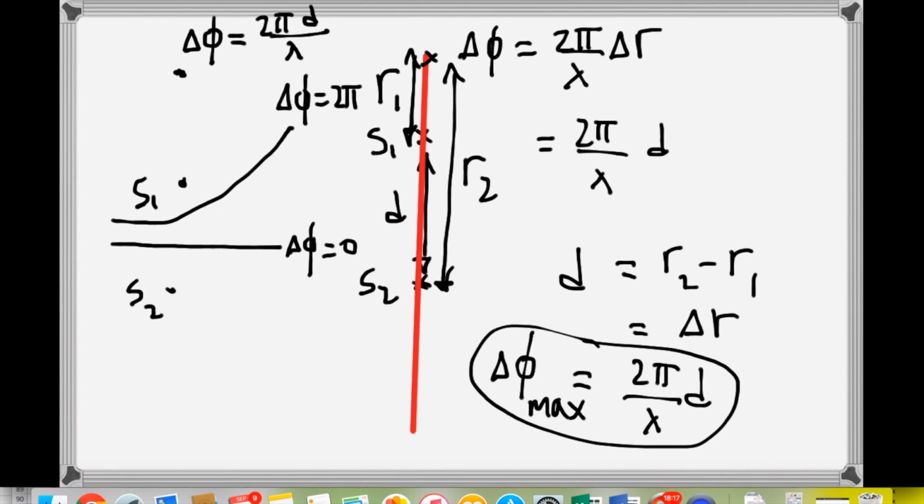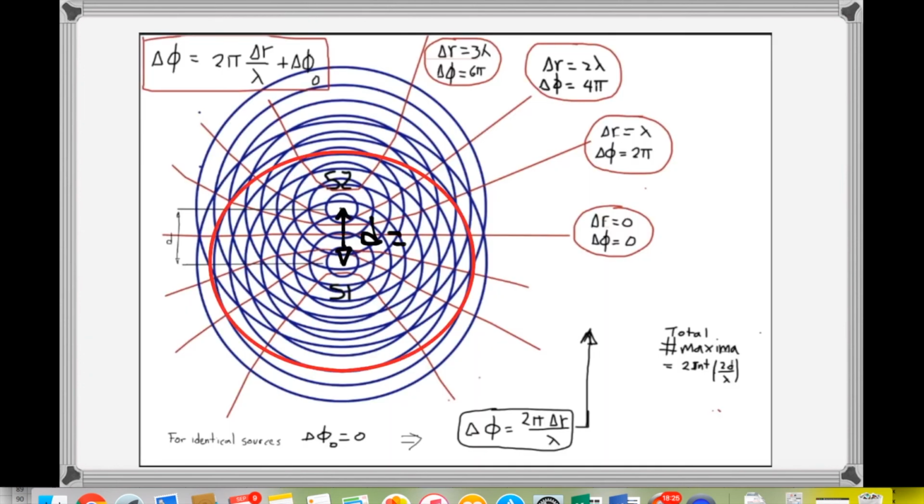So back to this example I showed you before. From the picture, we can tell that the distance between S1 and S2 is 3.5 lambda. So now we can say what the difference in phase is along the line that connects the two sources. What's delta phi maximum? Since d is 3.5 lambda and delta phi is 2 pi over lambda times d, we get that delta phi should be 7 pi. It's 2 pi multiplied by 3.5. 2 pi times 3.5 is 7 pi.